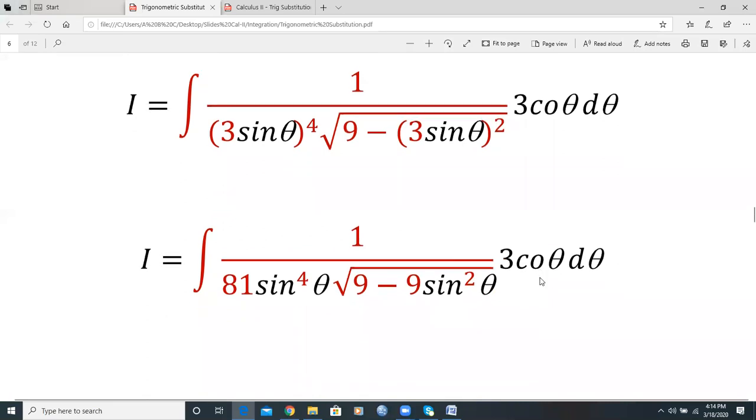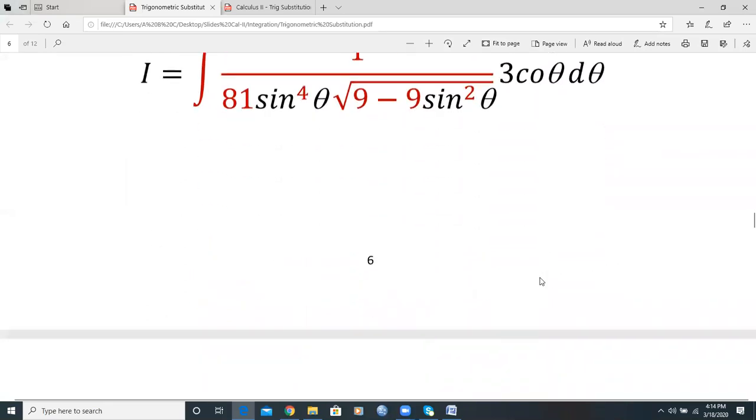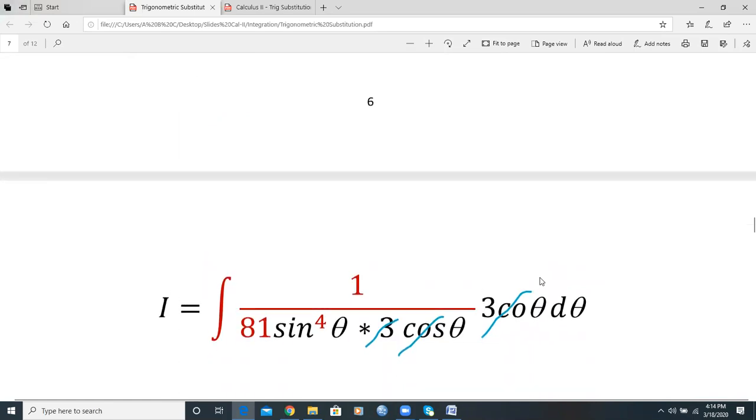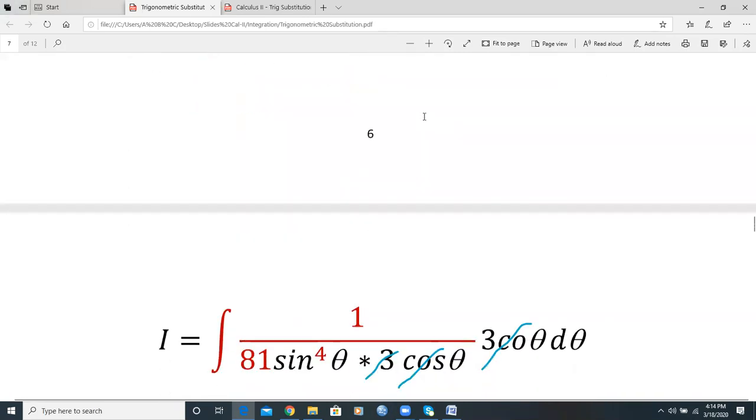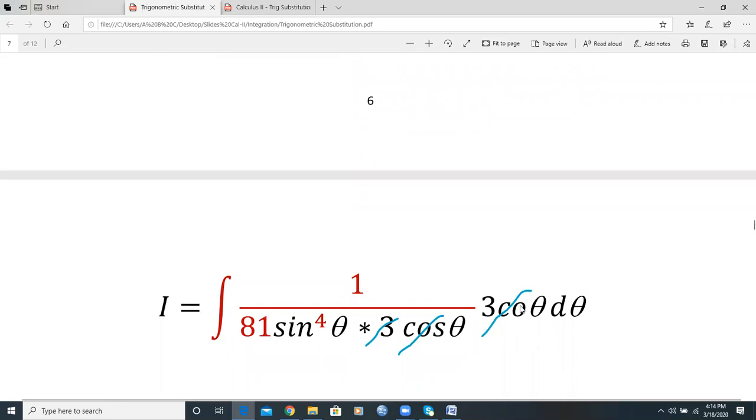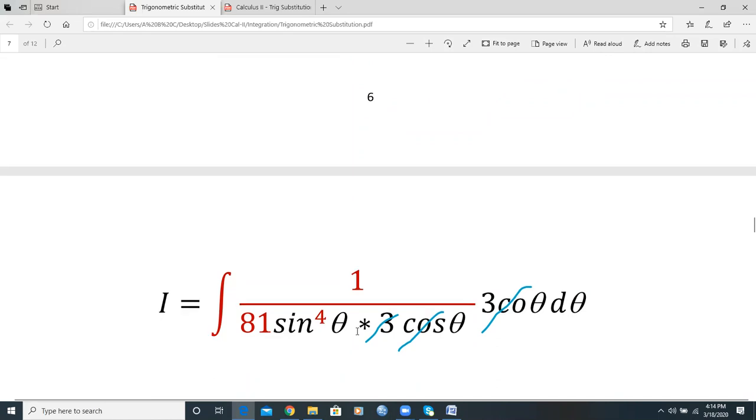We will take this 9 common outside from the integral. When we take the 9 common from this square root, it becomes 1 minus sine square theta, which is equal to cos square theta. Therefore, this square root actually becomes 3 cos theta. Okay, so it becomes 3 cos theta. This 3 cos theta is cancelled with this 3 cos theta. So now the integral actually becomes the integral of 1 over 81 sine to the power 4 theta.